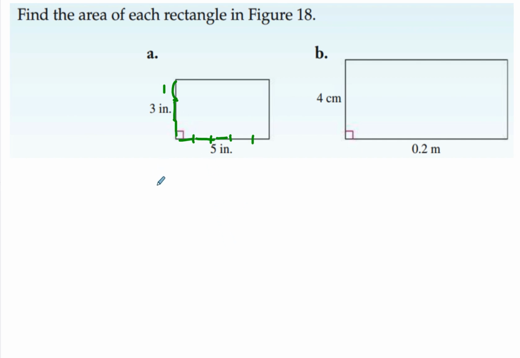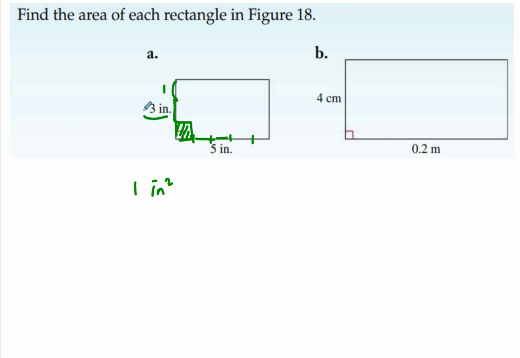So what is a square inch then? 1 by 1. This much will be a square inch. And how many square inches are there? I have 3 rows and 5 columns. So 3 by 5 square inches I have.